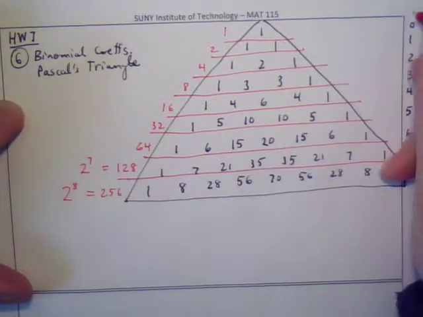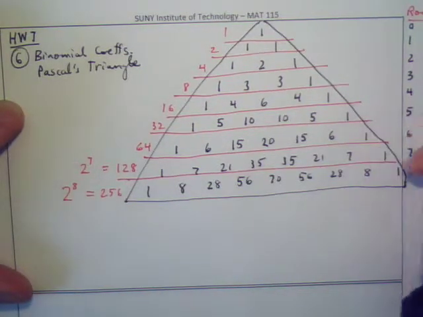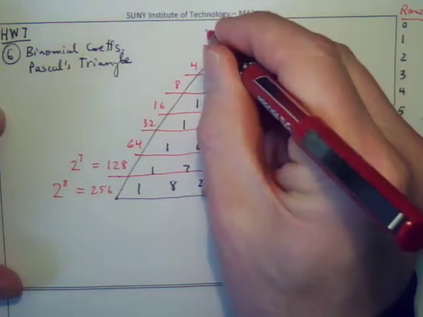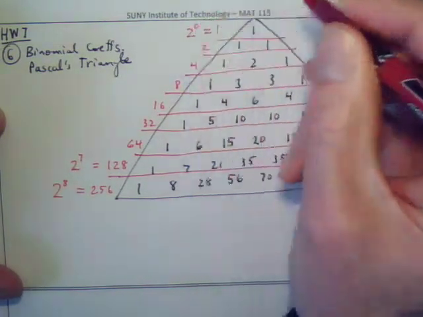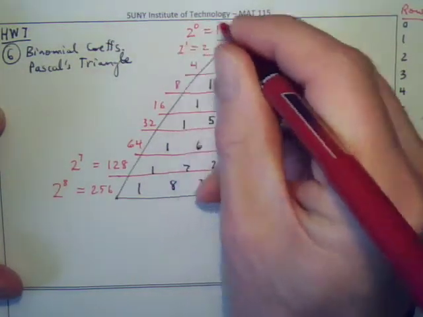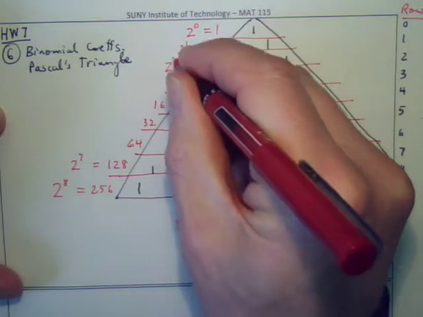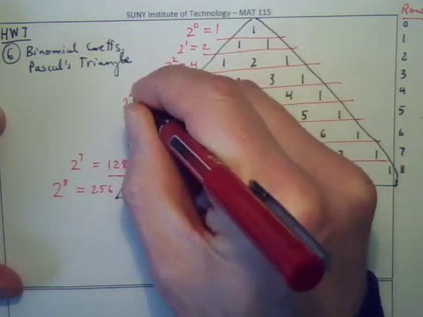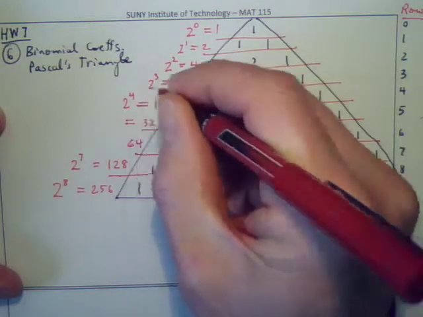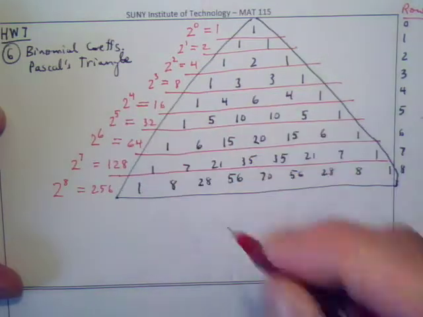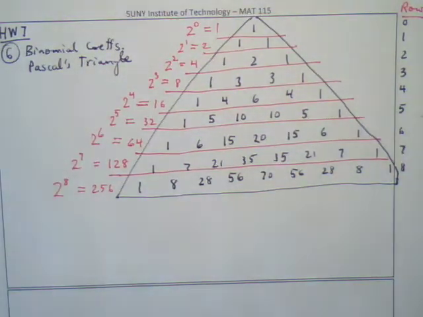So in row number 0, I had 1, which is equal to 2 to the 0 power. In row number 1, 2 is equal to 2 to the 1 power, and so on. 2 squared, 2 cubed, 2 to the 4th, 2 to the 5th, and 64 is 2 to the 6th. Okay, so that's the result there.